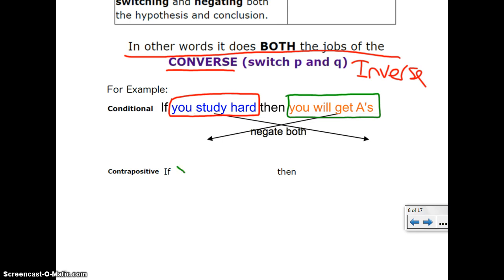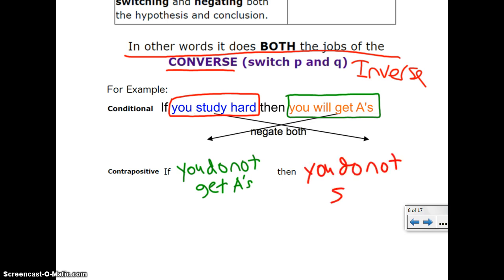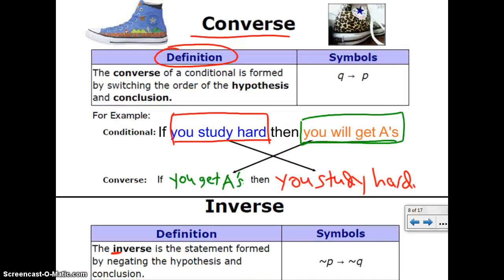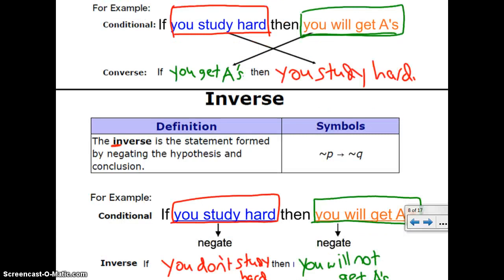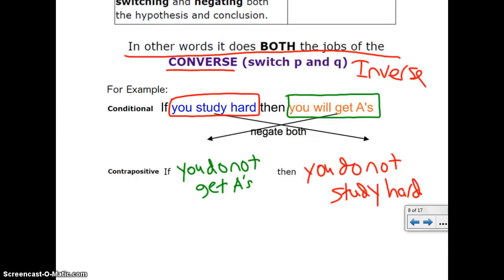So if you do not get A's, then you do not study hard. Simple, right? You got it. Just remembering all three. So real quick, converse all the way to the top. Flip them. Inverse, you just negate them. Contrapositive, you flip and negate.